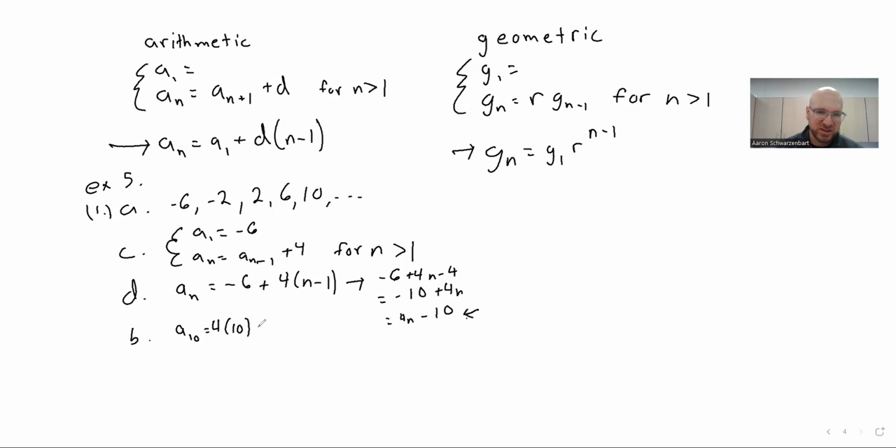Let's see why I wanted the explicit formula first. 40 minus 10 is 30. Very quick and easy to do with the explicit formula. The second sequence, not quite as easy. Oh, I forgot to actually write down the common difference. First common difference is 4. So here's my sequence for the second one.